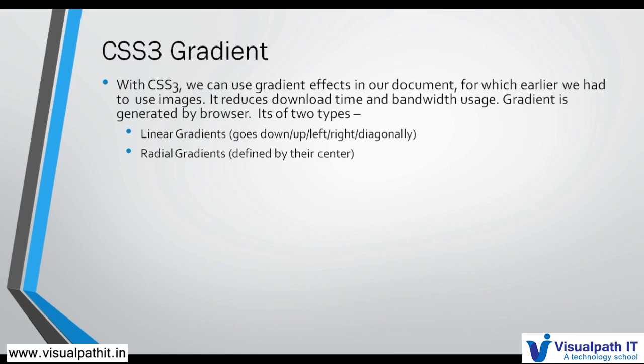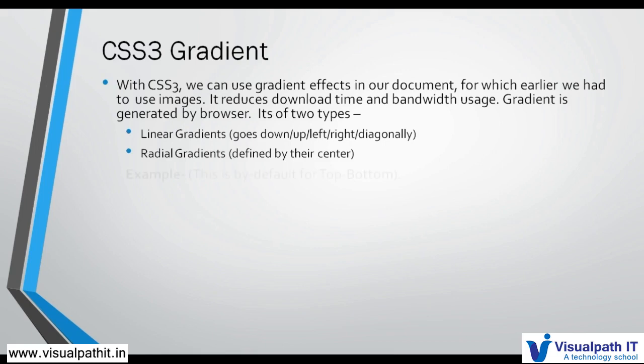There are many types of gradients, like linear, radial, and so on. Let's understand the two types, which are the linear gradient and the radial gradient. A linear gradient goes down, up, left, right, or diagonal, but a radial gradient is defined by its center.